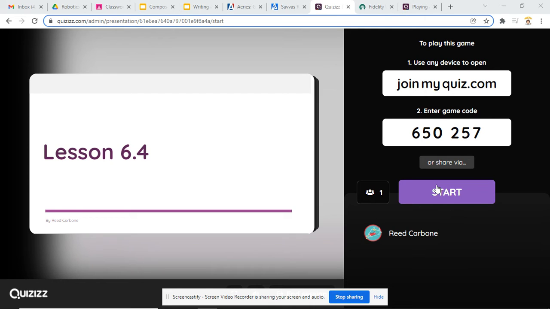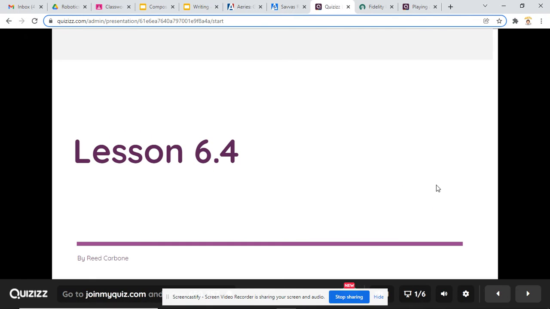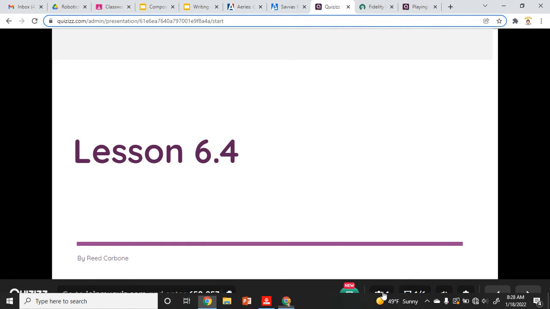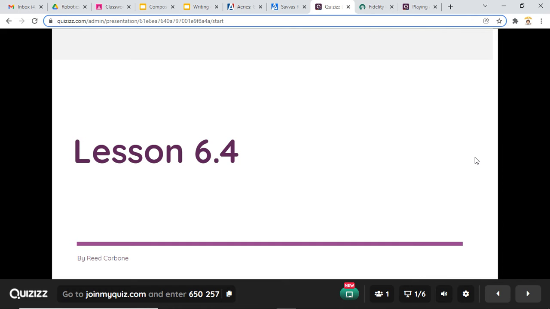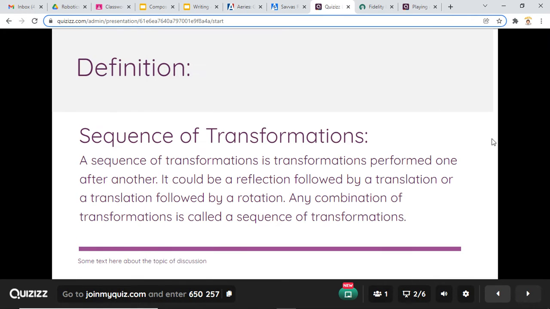Hello class, today we're going to be going over lesson 6.4, how to compose a sequence of transformations. So let's start off. In lesson 6.4, we are going to be learning about a sequence of transformations. So what is that? Well, a sequence of transformations are just transformations that are performed one after another.